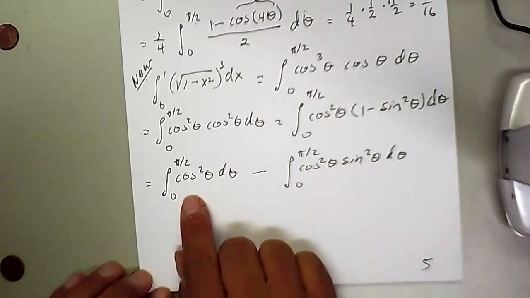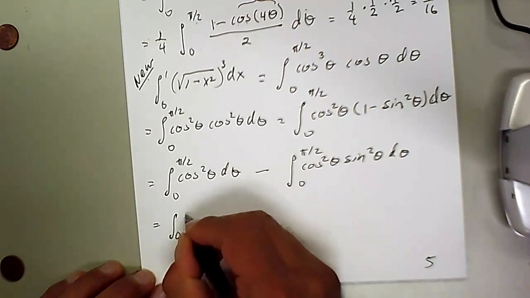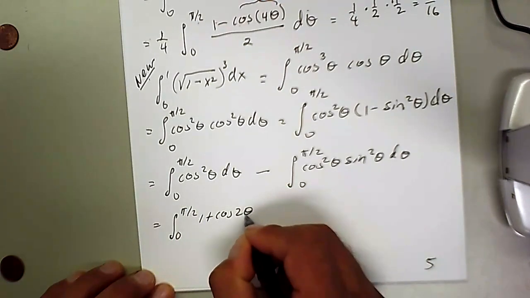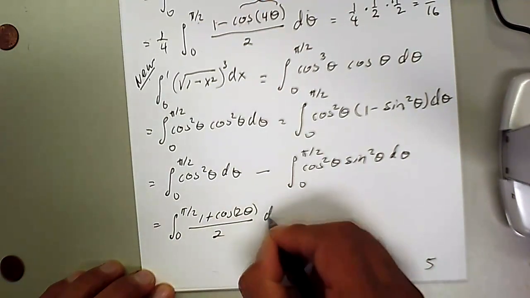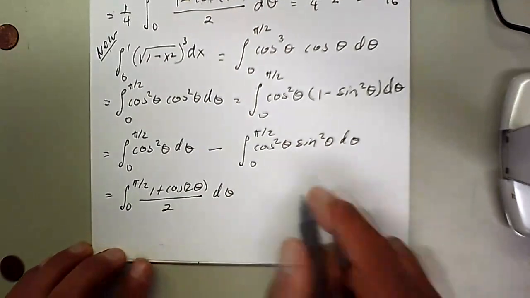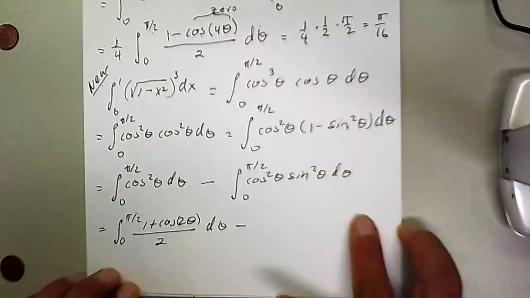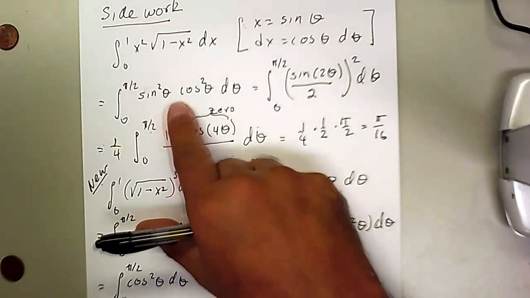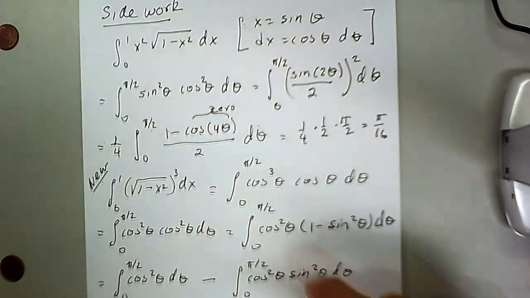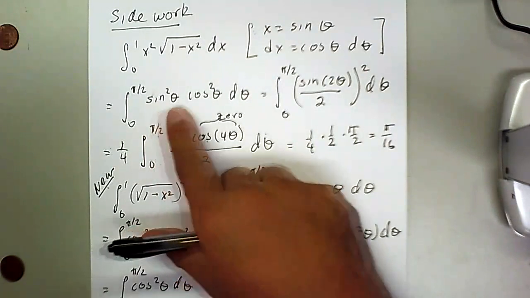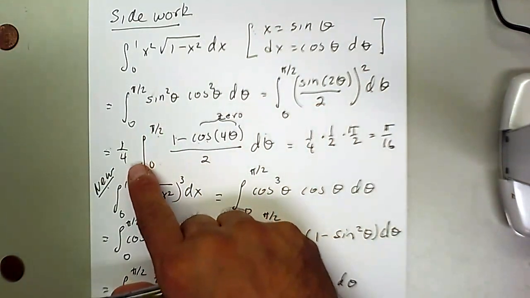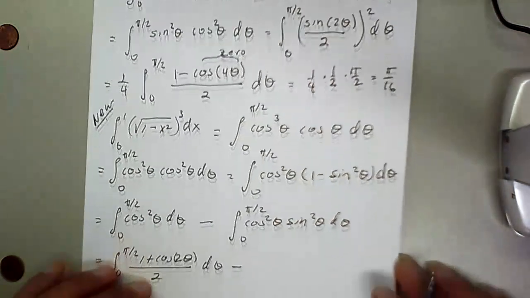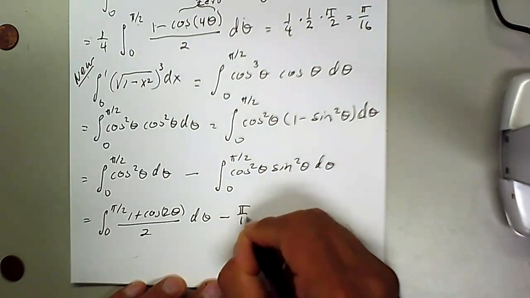Now, this integral may be rewritten as the integral of 1 plus cosine of 2 theta over 2 d theta. So we're using that trigonometric identity, minus, okay, sine squared, cosine squared, that rings a bell. Sine squared, cosine squared from 0 to pi over 2. That integral is exactly the same as this, which is equal to that, which is equal to this, which is equal to pi over 16. So there's no need to redo that, especially when we just did the work on the same page, minus pi over 16.